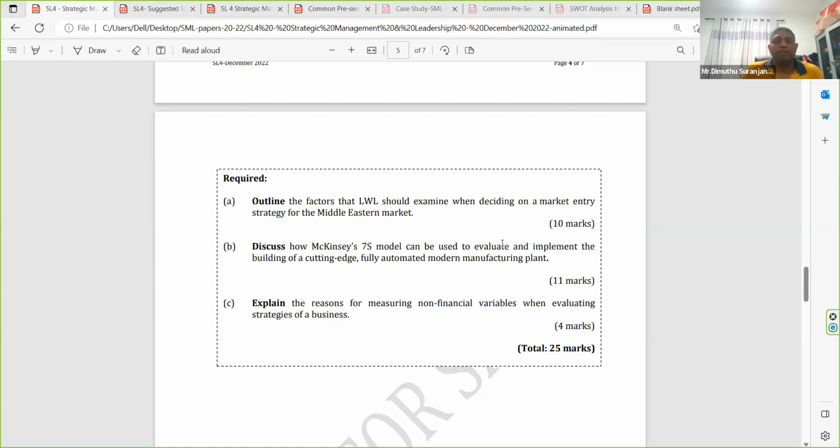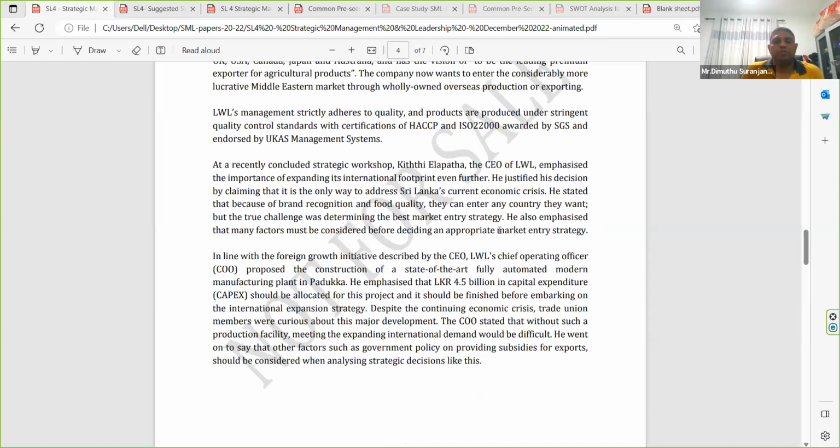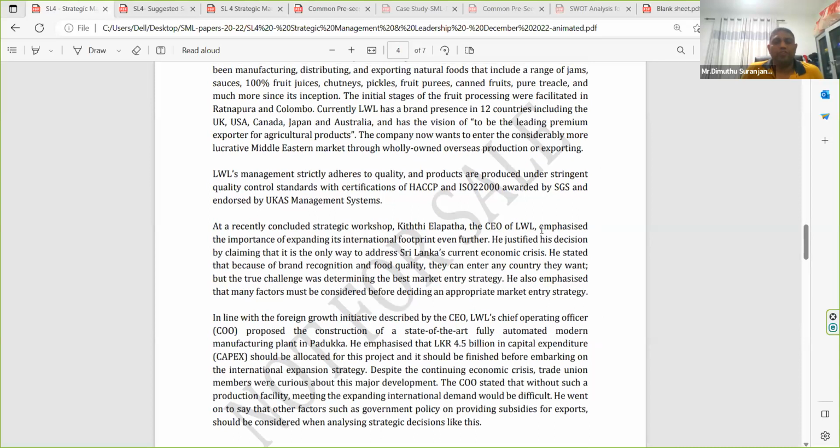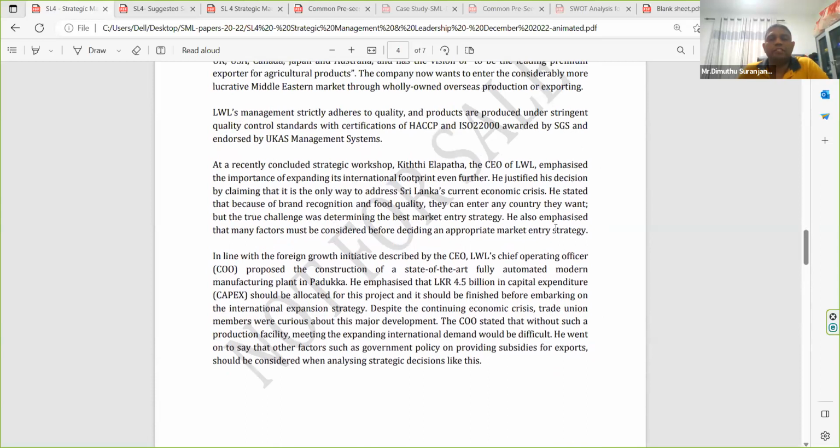Structure, what do you think about the structure? What should come under the structure part? Here this CEO is there, COO is there. You can look at the organization structure part. Then system, they should have a good quality control system, for example. That's why they have received some quality standards like HACCP, ISO 28000. Then strategy should be focused on a quality-based strategy, more differentiation-based strategy.